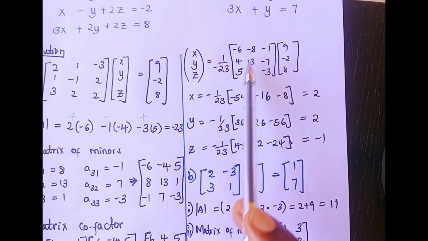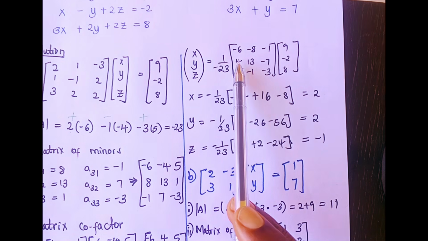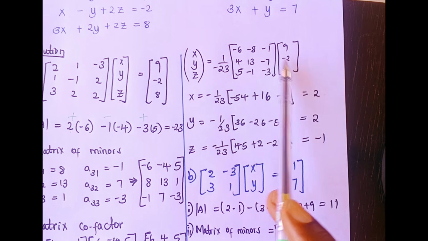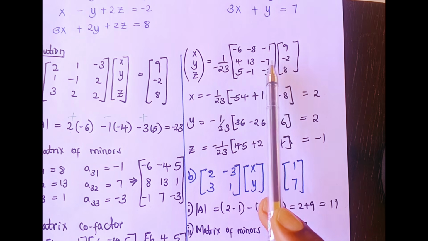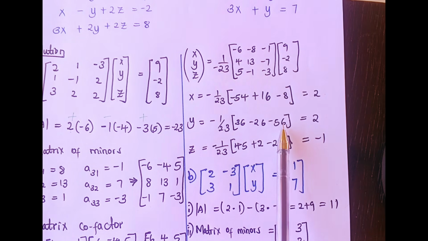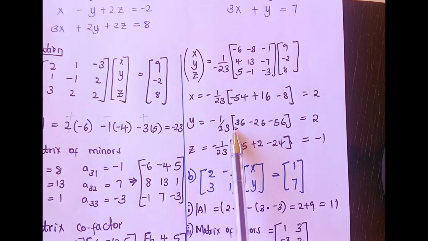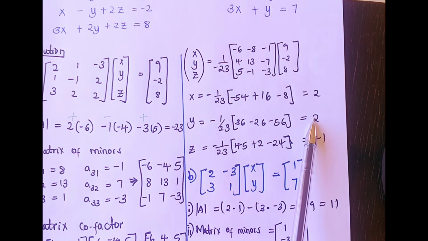Also, we find the value of y, which will be negative 1 over 23. You open the bracket, so it's going to be 4 by 9, which is 36, 13 by negative 2, which is negative 26, and negative 7 by 8, which is negative 56. If you compute this out, it's going to give you 2.